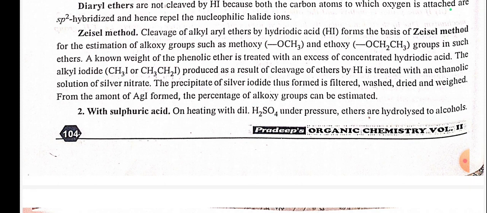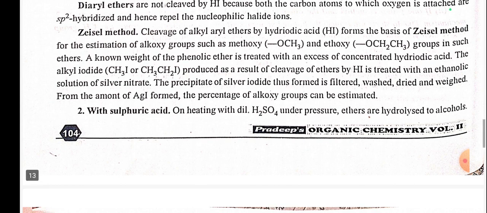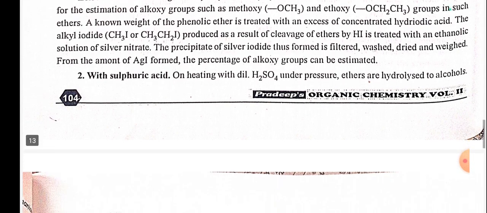Zeisel method. The cleavage of alkyl aryl ethers by hydroiodic acid forms the basis of the Zeisel method for the estimation of alkoxy groups such as methoxy and ethoxy groups. In this method, a known weight of the alkyl aryl ether is treated with an excess of concentrated hydroiodic acid. The alkyl iodide produced as a result of cleavage of the ether by HI is treated with an ethanolic solution of silver nitrate. The precipitate of silver iodide thus formed is filtered, washed, dried and weighed. From the amount of AgI formed, the percentage of alkoxy groups can be estimated.